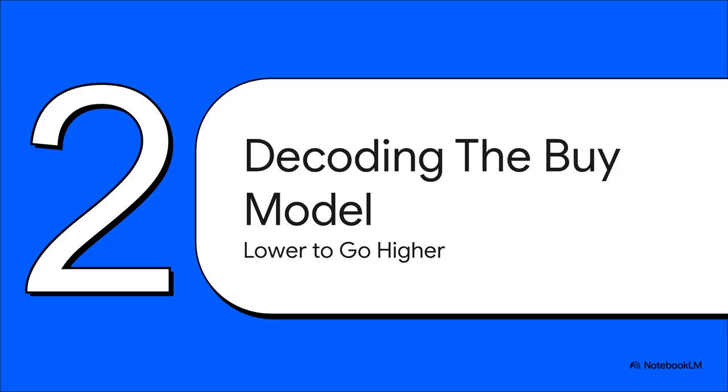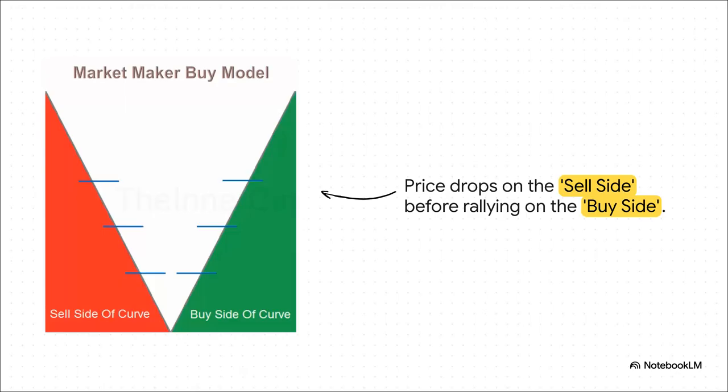All right, let's dig into our first pattern, the market maker buy model. Now, the core idea here sounds kind of backwards, but it's so important. Sometimes the market has to go lower before it has the fuel to go much, much higher. So here's what it looks like. It's that classic V shape.